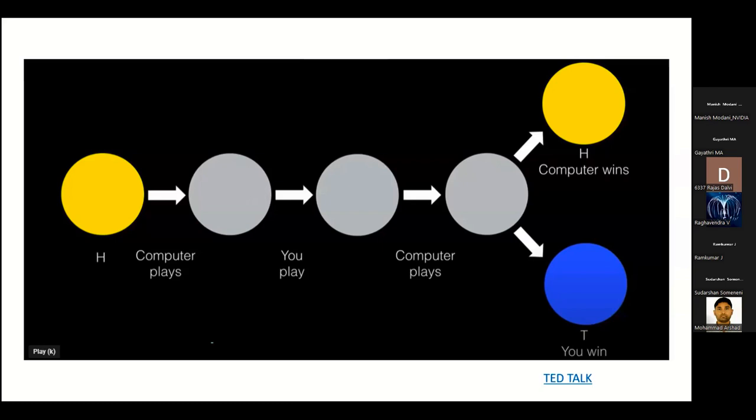Then the computer flips the coin. Then as a user, we flip the coin. And then again, the computer flips the coin. And finally, if we get the head again, then the computer wins. And if we get the tail, then as a user, we win, right? It's a simple game, flipping the coin. First the computer, then we, then again the computer, then according to the results, we decide who wins, right?